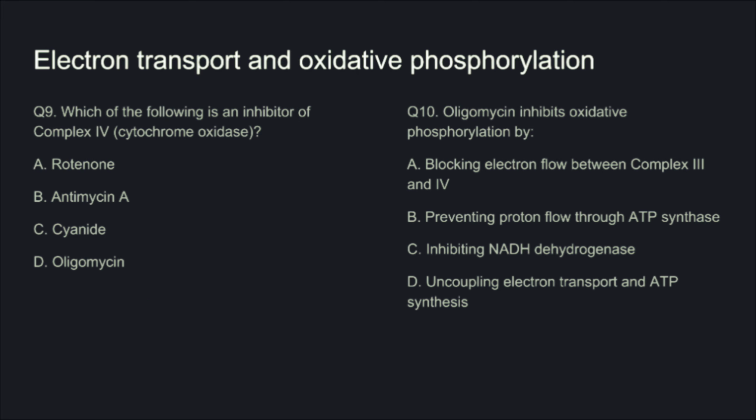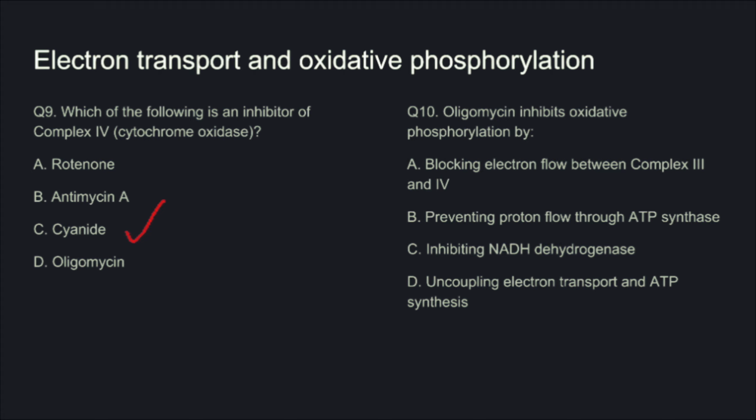Question 9. Which of the following is an inhibitor of complex 4, that is cytochrome oxidase? Options are A. Rotenone, B. Antimycin A, C. Cyanide, D. Oligomycin. So the correct answer for this question is C. Cyanide. So cyanide inhibits cytochrome oxidase, blocking electron transfer to oxygen and halting respiration.